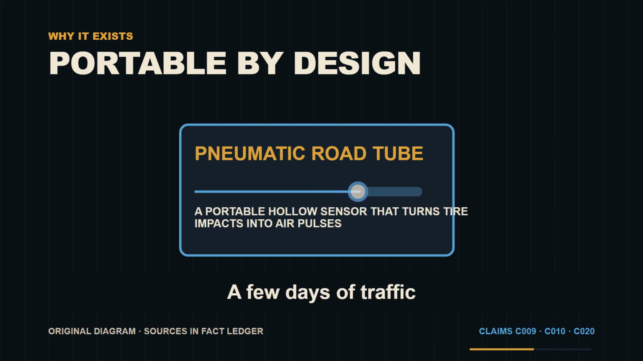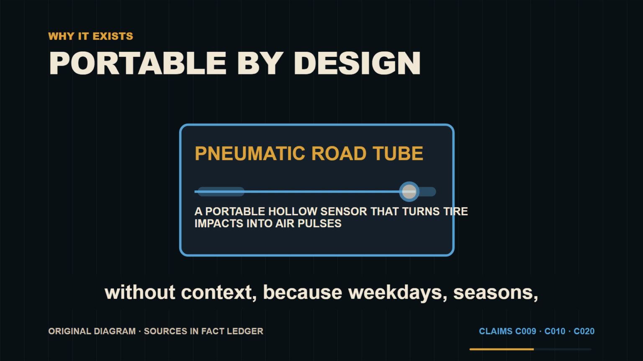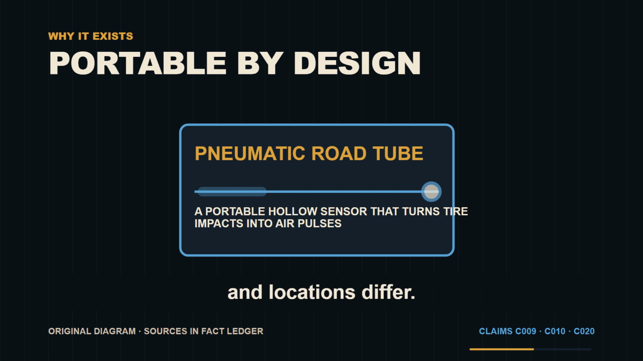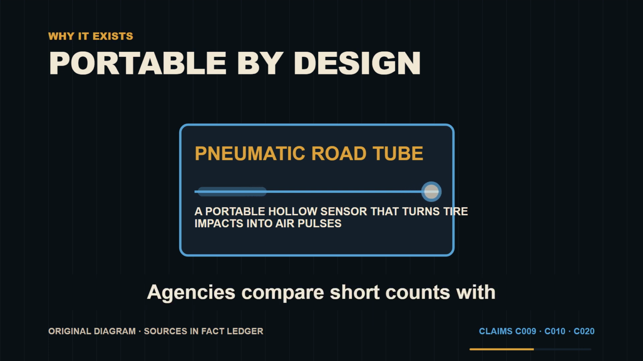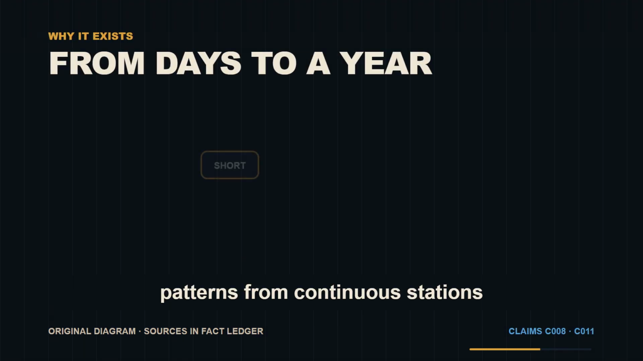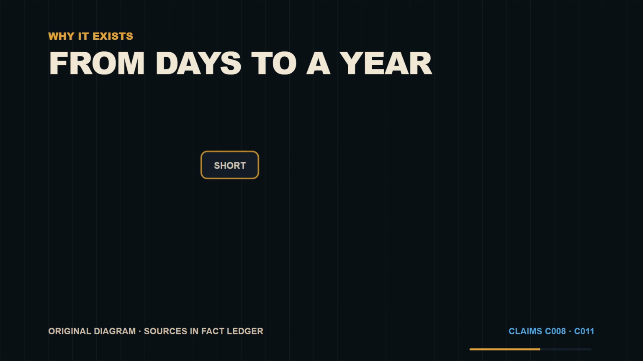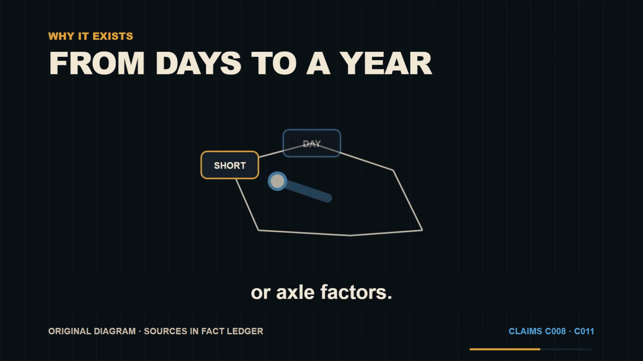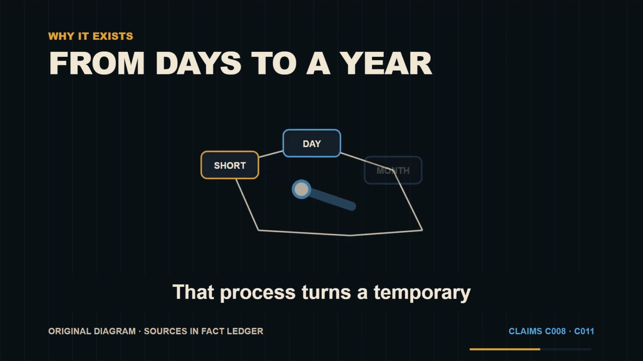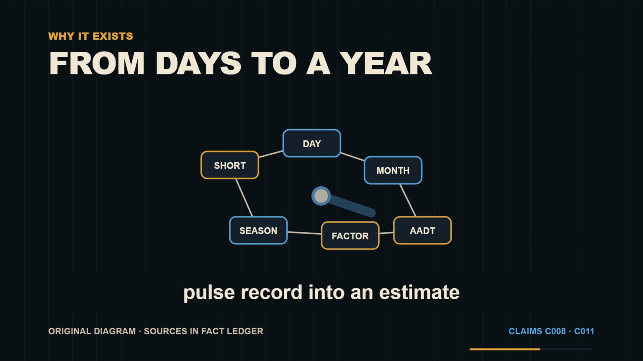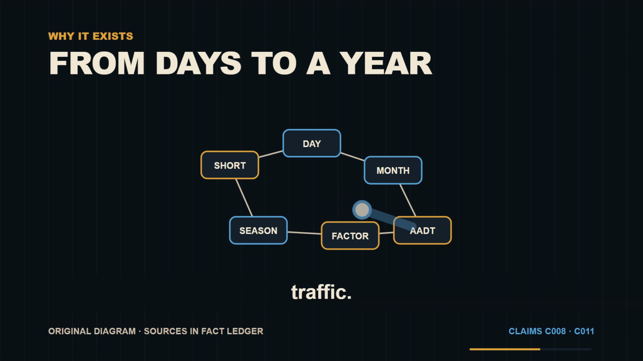A few days of traffic cannot describe an entire year without context, because weekdays, seasons, and locations differ. Agencies compare short counts with patterns from continuous stations and apply day, month, or axle factors. That process turns a temporary pulse record into an estimate such as annual average daily traffic.